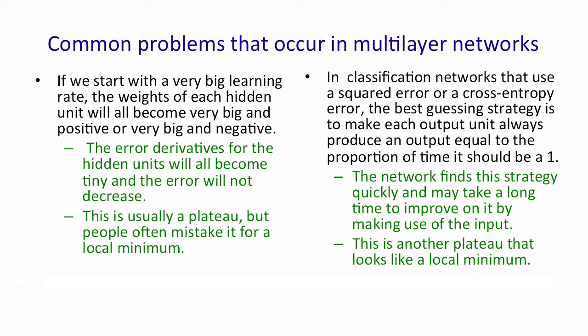Now I want to talk about a few of the common problems that people encounter. One thing that can happen is if you start with a learning rate that's much too big, you drive the hidden units either to be firmly on or firmly off. That is, their incoming weights are very big and positive or very big and negative, and their state no longer depends on the input. Of course that means that error derivatives coming from the output won't affect them, because they're on their plateaus where the derivative is basically 0, and so learning will stop.